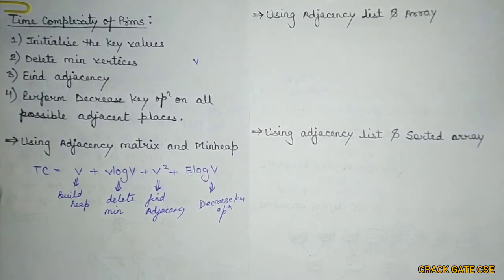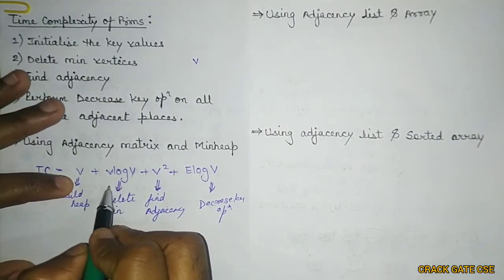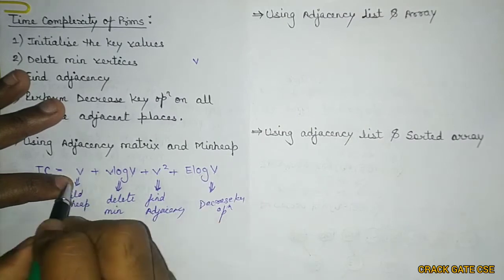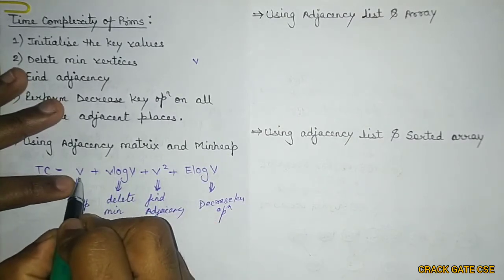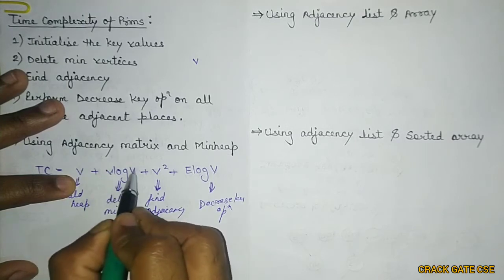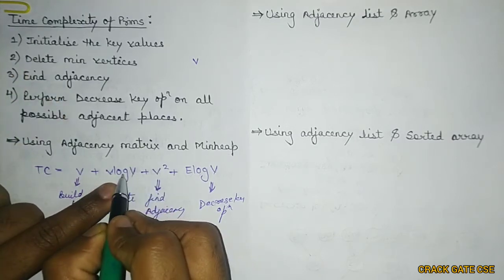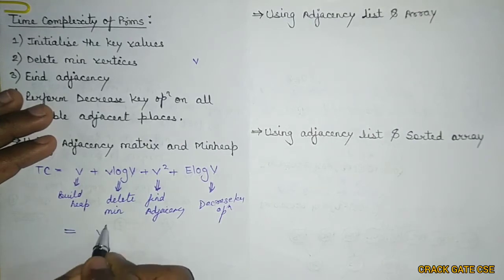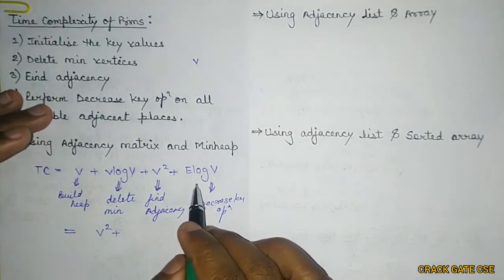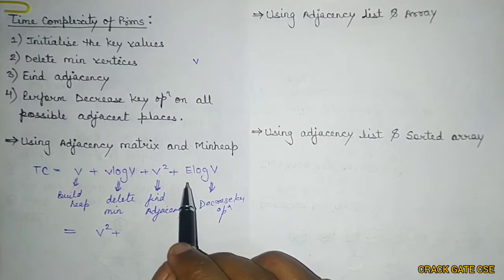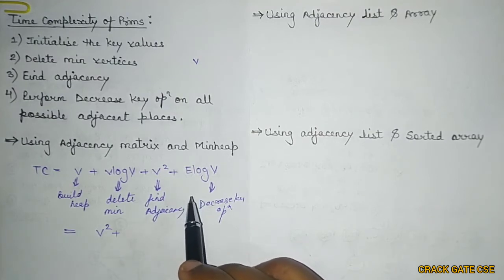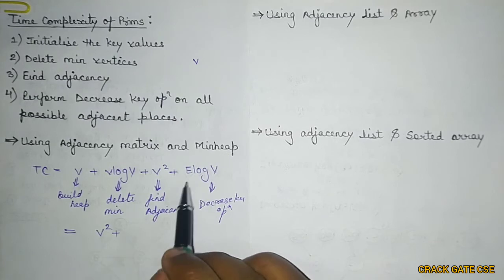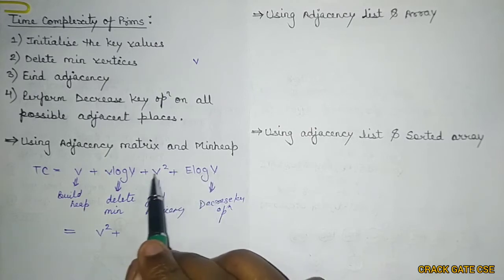Now we have to minimize it. Among these 3, which will dominate? See, V is smaller than V log V, that means V log V will dominate. Now this V square is greater than V log V. So V square is the one thing. Now E log V is also a different thing, because if it is a complete matrix, then E will be equal to V square. So for a complete matrix it will be V square log V, which is greater than this.